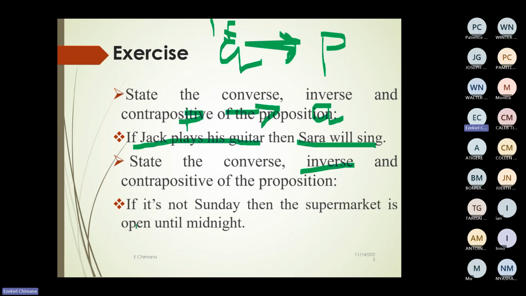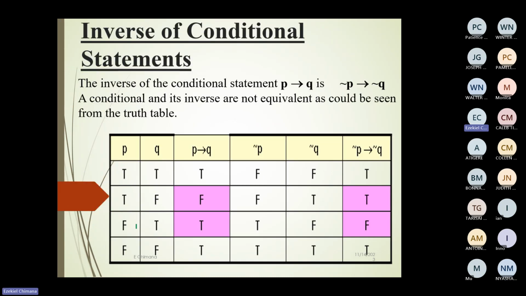And then if it's not Sunday, then the supermarket is open until midnight. That one, you do it as an exercise. And then let's look at the inverse of conditional statements. Like on the truth table, how does it look?